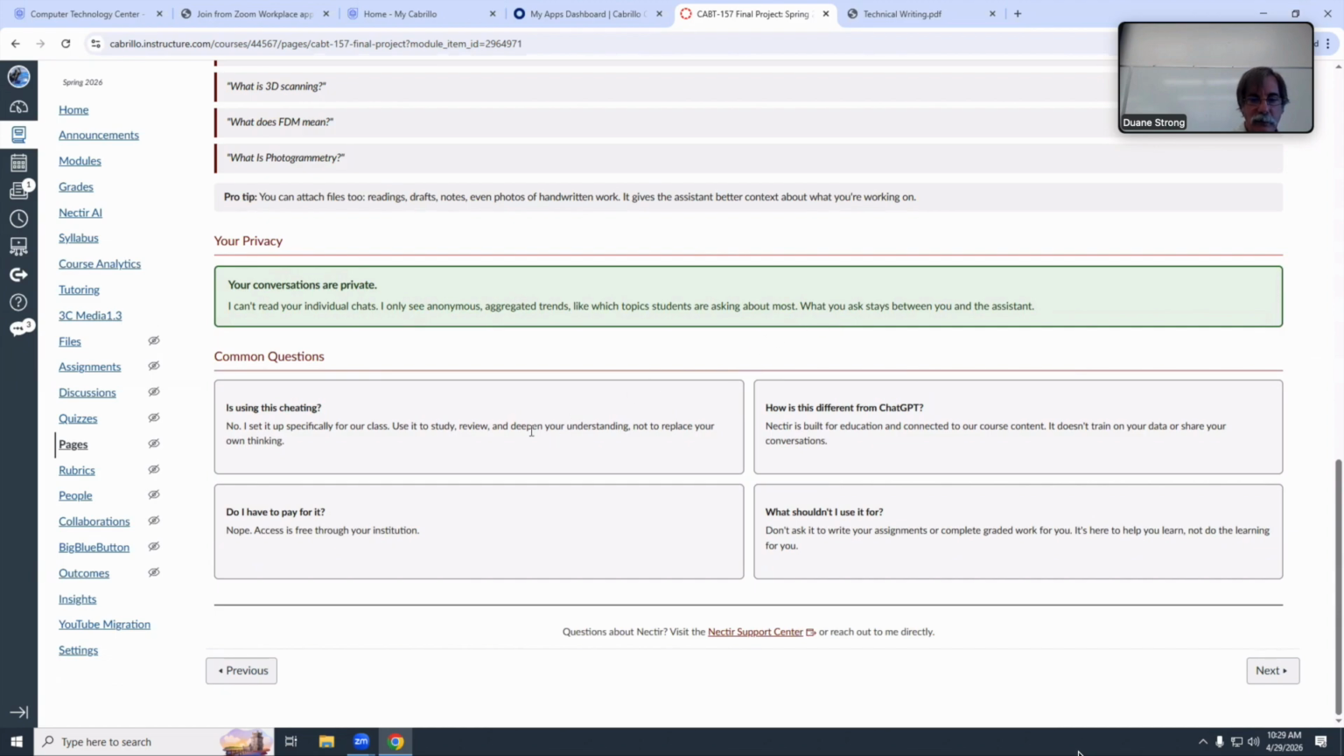So here's some questions people usually ask. Is this cheating? No, because I set it up specifically for this purpose. You're supposed to use it to study and deepen your understanding, not to replace your own thinking. How is this different than something like ChatGPT? So this is specifically built for educational purposes. It's connected to the content that I fed it. Doesn't train on your data, doesn't share anything. Do you have to pay for it? No. What should I use it for? You can't ask it to write your assignments, it won't do it. It's here to help you learn, not do the work for you.